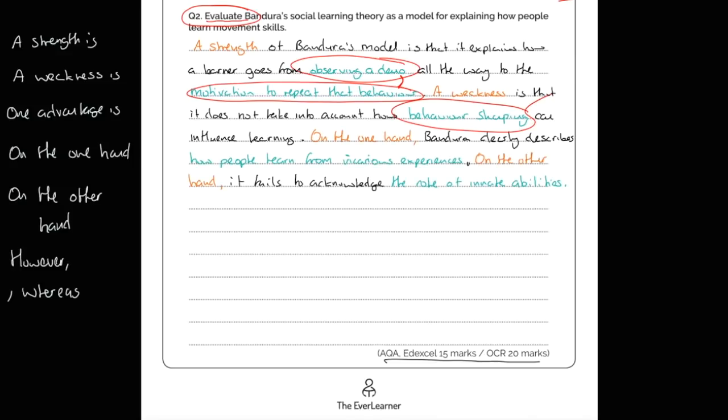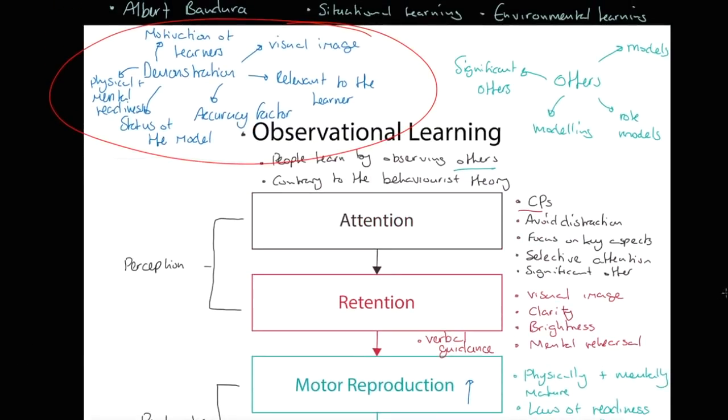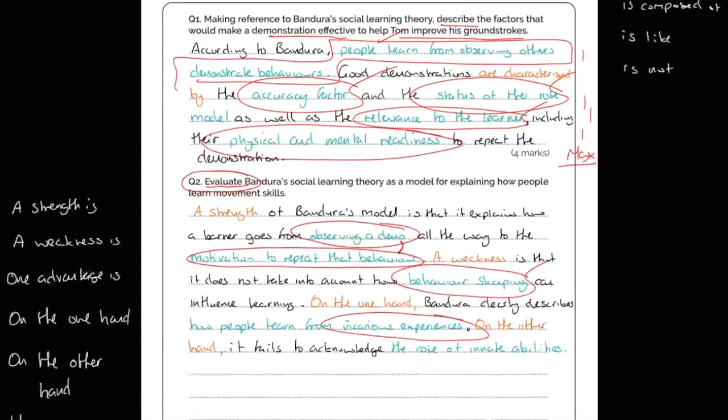On the one hand, Bandura clearly describes how people learn from vicarious experiences. New term for us. Vicarious experience means learning through the process of modelling on others' behaviours. In fact, I should have written it up here. Let's do that now. From others, we call this vicarious experiences. We should have written that in there, really. So Bandura explains this.